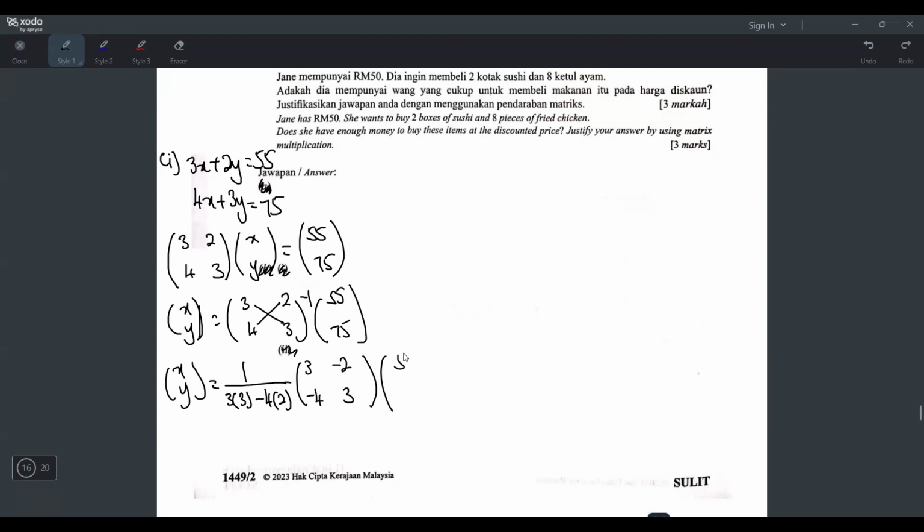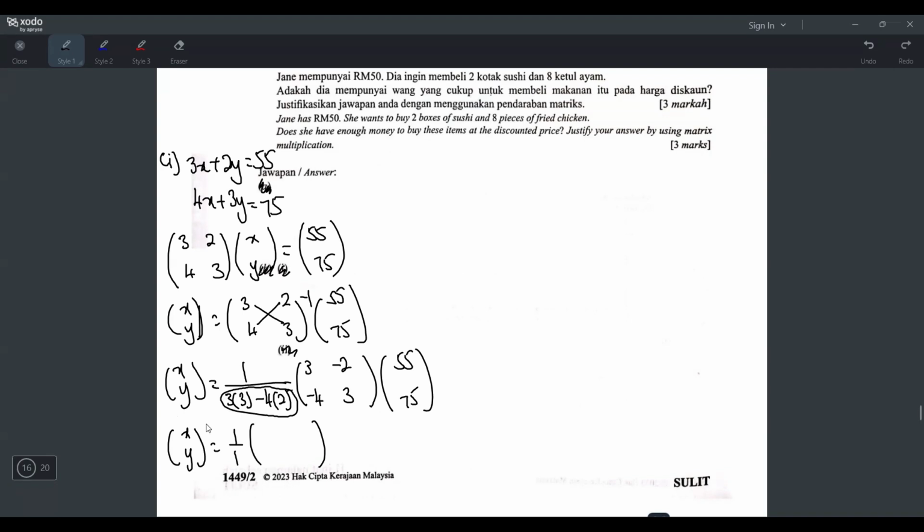And then don't forget the 55, 75. Okay, so sekarang dia akan jadi x, y. Okay, what is 3 times 3 minus 4 times 2? You will get 9 minus 8, which is 1. So you get 1 over 1, right? It means the determinant is 1. Wait, what is the determinant? The determinant is the number down here. This number down here, we call it the determinant.